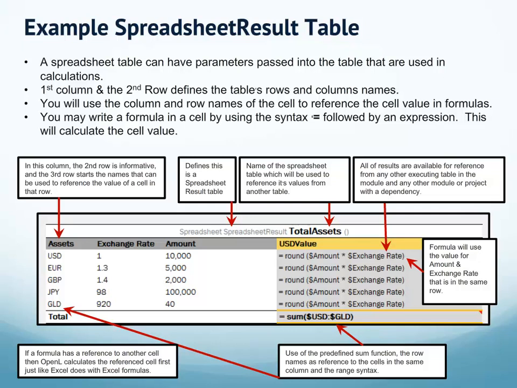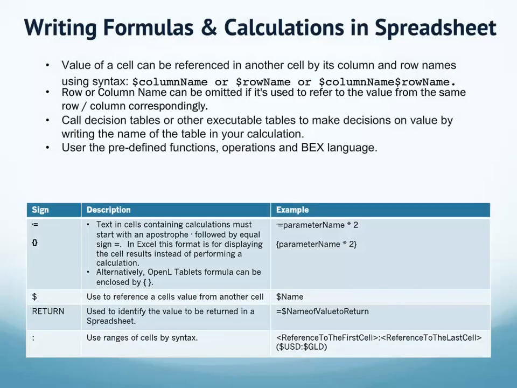Using the colon syntax, you're going to define a range which you're going to sum, and the range that you're going to sum is from your USD to your GLD. So those are the only two references you need to put in here, because we have this range syntax that we can use, which is the colon, and it's going to sum all of these values, which are the values that got calculated. So now you see how writing formulas in OpenL is very similar to how they're written in Excel, except you need to know the OpenL syntax.